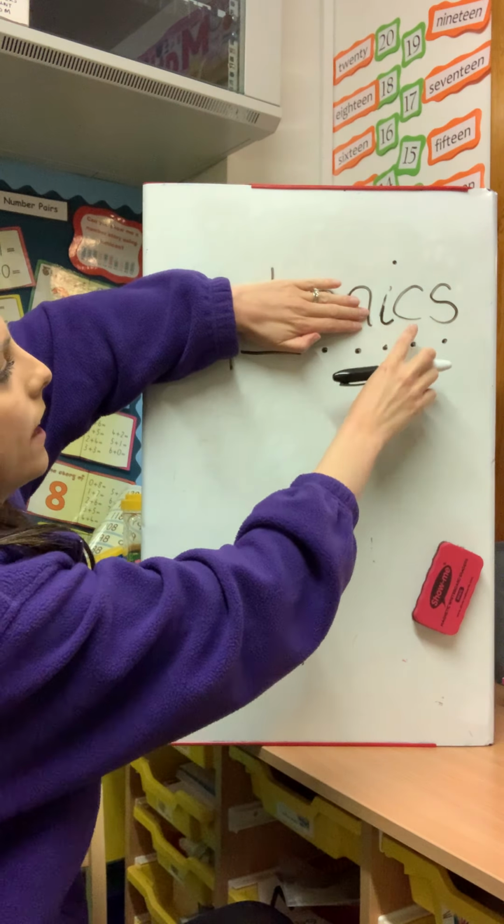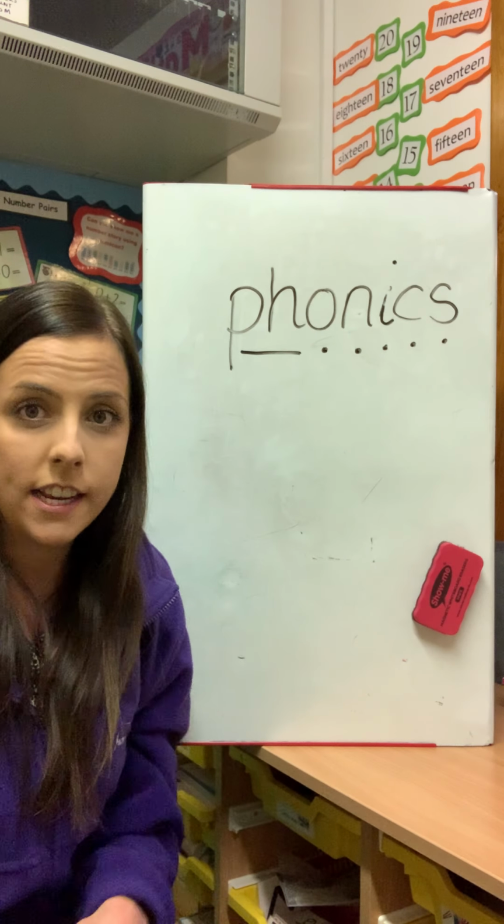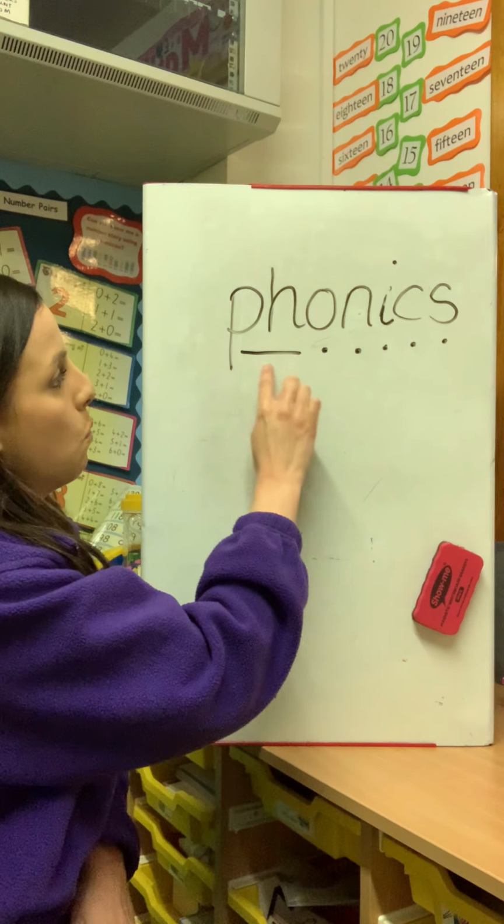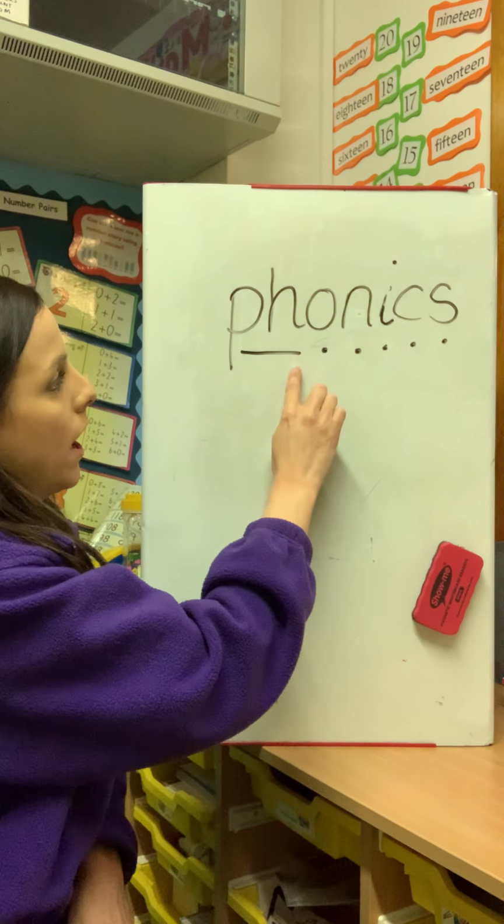And we're in a phonics lesson at the moment, aren't we? Can you hold up your fingers? How many sound buttons can you see in the word phonics? Let's see if we get the same. Okay, I've counted six sound buttons. One, two, three, four, five, six. There are six sound buttons in the word phonics. Okay, well done. Right, let's have a go at another word.